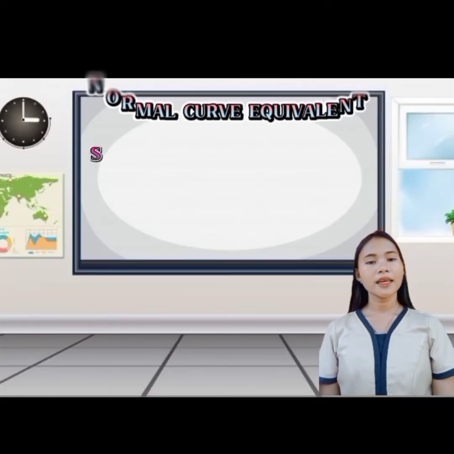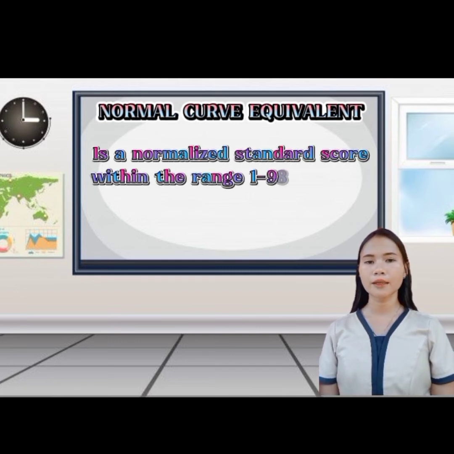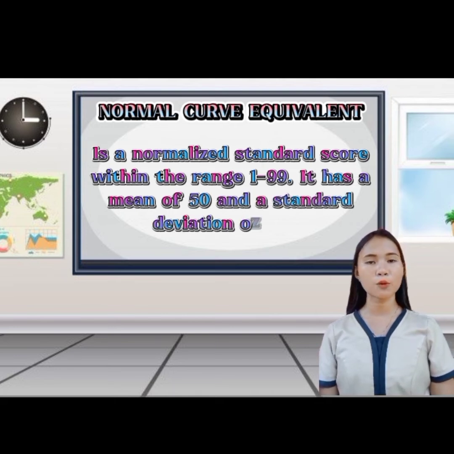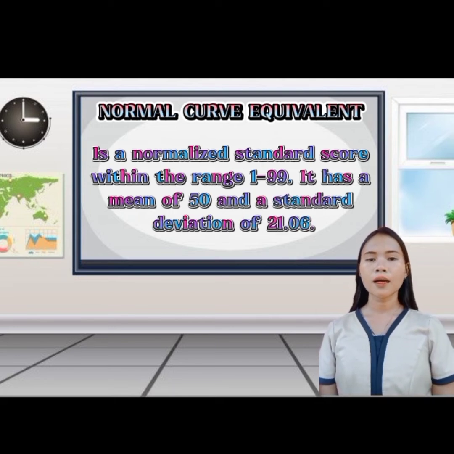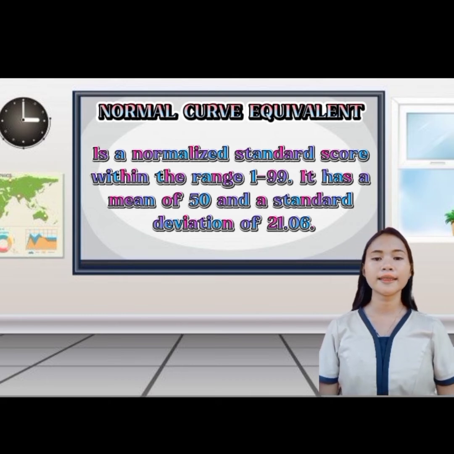So next is the normal curve equivalent. It is a normalized standard score within the range 1 to 99. It has a mean of 50 and a standard deviation of 21.06. Actually, this normal curve equivalent is similar to the percentile rank and also relates to the stanine.